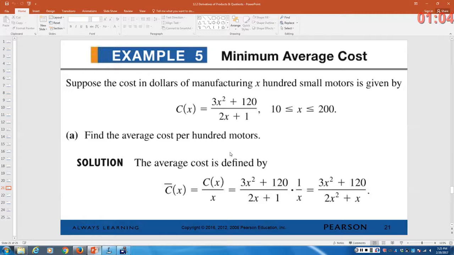Does anybody have any questions about how I got the average cost function? Just remember that dividing that function by x is the same as multiplying it by 1 over x, because ultimately you wind up multiplying through the denominator of the cost function by x.